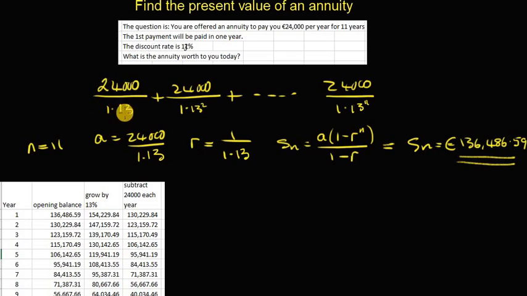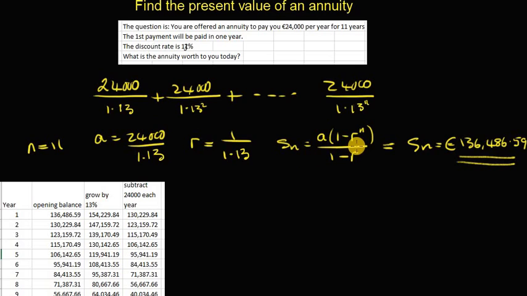So the present value of 24,000 today is equal to 24,000 divided by 1.13. Next year, it's going to be 24,000 divided by 1.13 to the power of 2, and so on up to 24,000 divided by 1.13 to the power of 11. This is a geometric series because each term keeps increasing by this common ratio, which is 1 over 1.13. There's 11 terms. The first term is equal to 24,000 divided by 1.13, and the common ratio is 1 over 1.13.